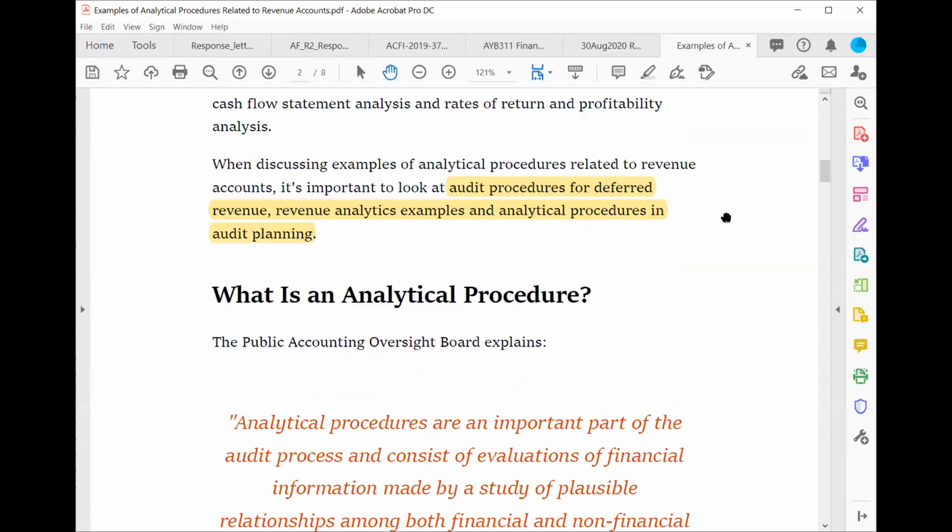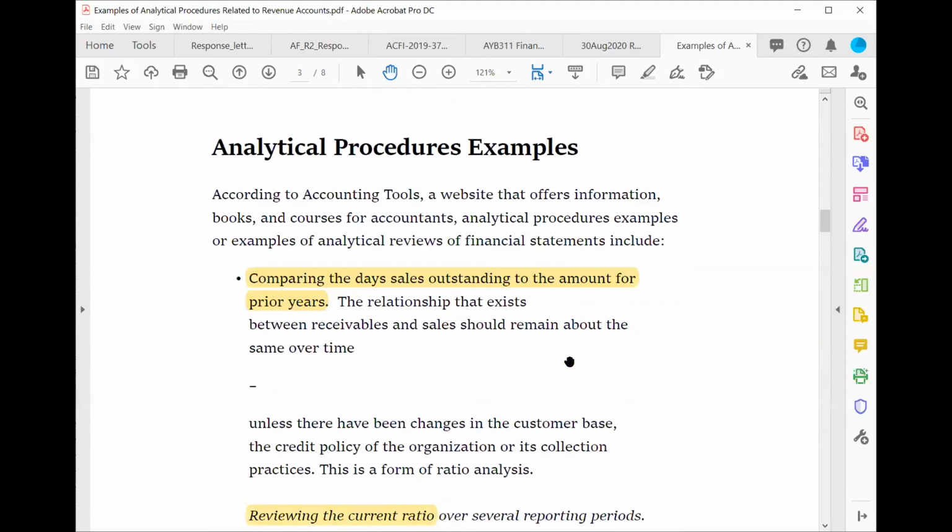So the first thing is, when we are doing the analytic procedures for the sales cycle, the first thing for us usually to do is to compare the days sales outstanding to the amounts from the prior years. If the company's core business didn't really change a lot, those days sales outstanding should also be stable. So if there's a big change, you need to pay attention to why, because that indicates fundamental changes, big changes in the sales pattern.